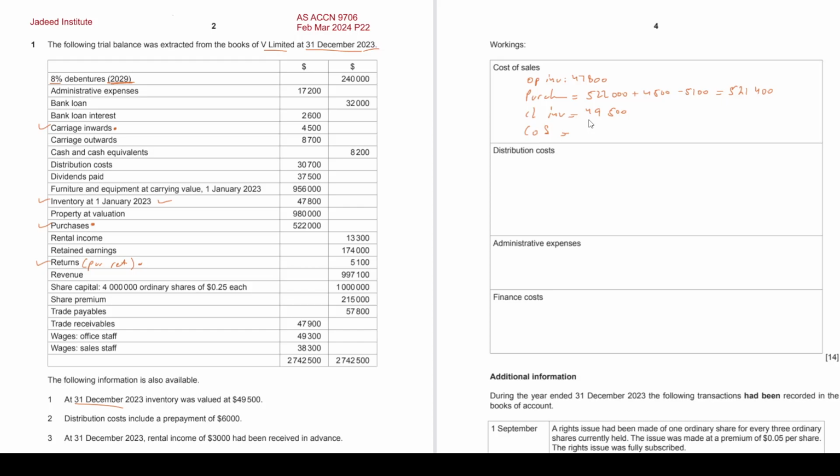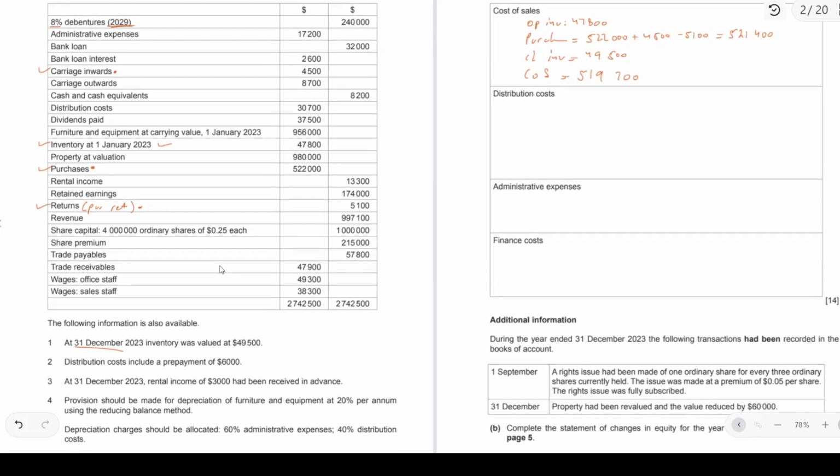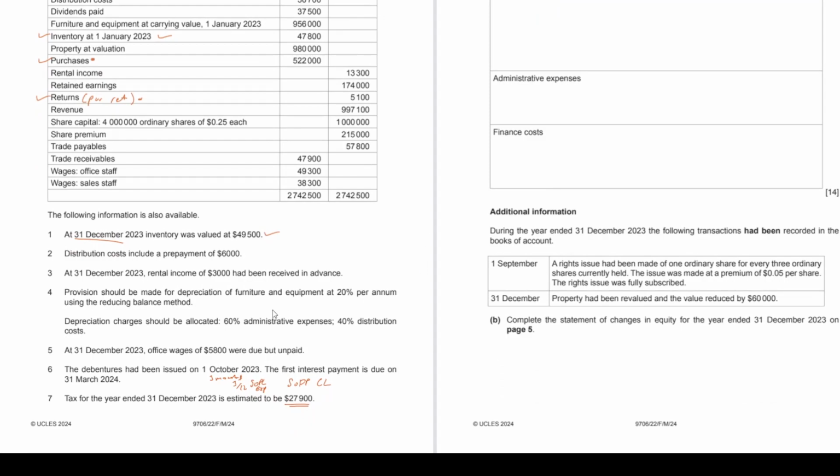47,800, plus purchases 521,400, minus closing inventory 49,500. That's 519,700. Okay, done with some of the things here. Let's mark that. What else have we picked from here?